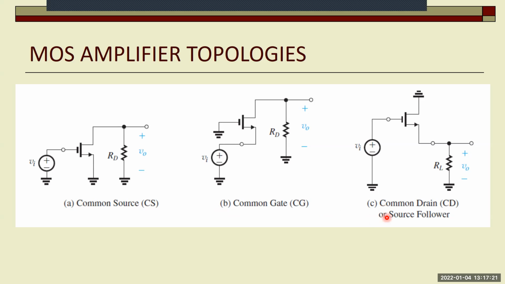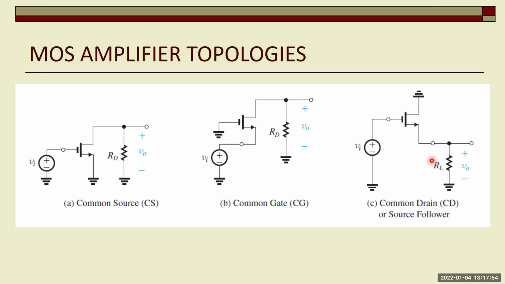So how do they look? The common source has the input from the gate, output from the drain. The common gate has the input from the source, output from the drain. The common drain has the input from the gate, output from the source. So they look very, very similar to BJT circuits. In fact, you'll see when we go over input, output resistances and gain calculations, they are very, very similar.